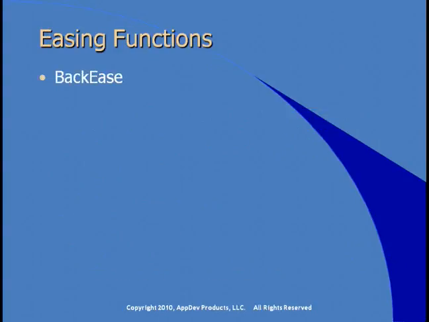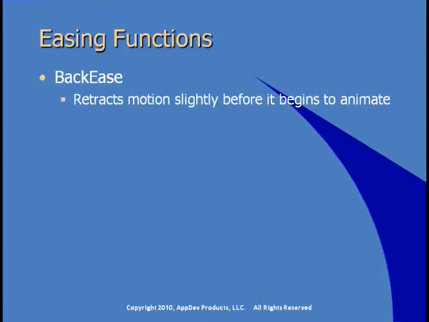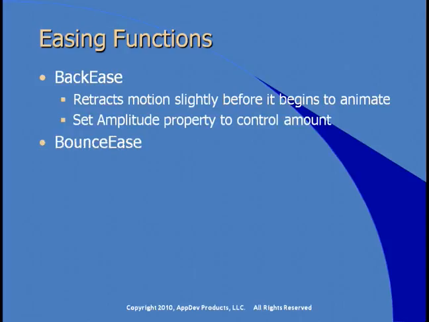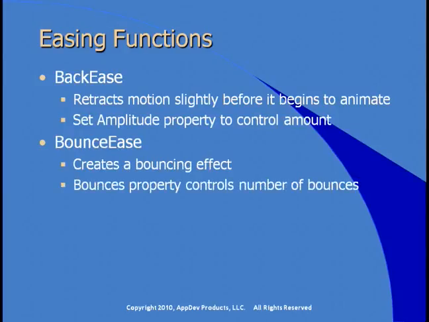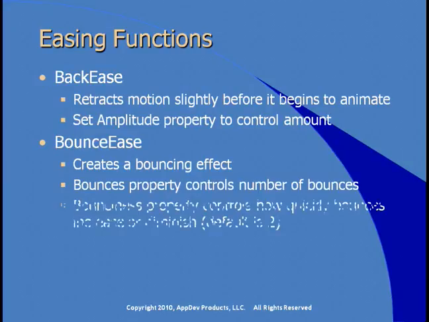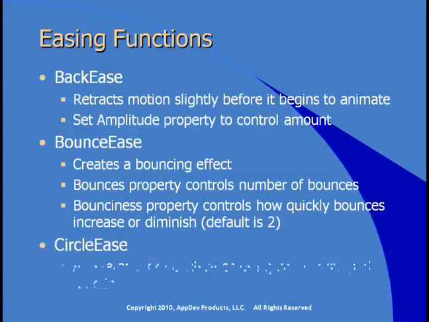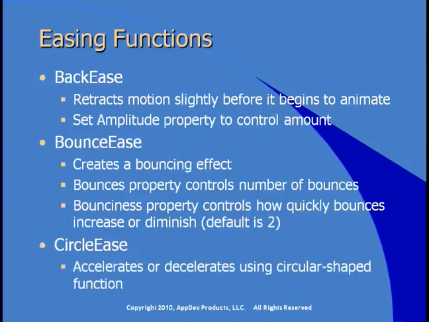There are other easing functions you can use as well. Back ease, for example, retracts motion slightly before it begins to animate. You can set the amplitude property to control the amount of the back ease. There's bounce ease, which you just saw, which creates a bouncing effect. The bounces property controls the number of bounces, and the bounciness property controls how quickly bounces increase or diminish. The default is 2. There's a circle easing function, which accelerates or decelerates using a circular shaped function.